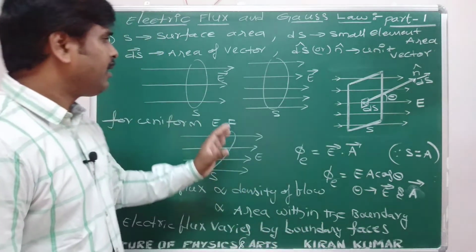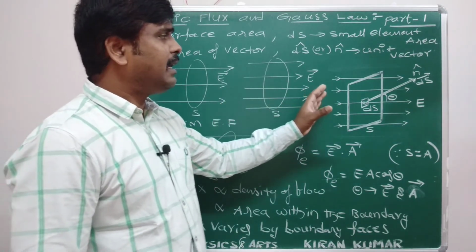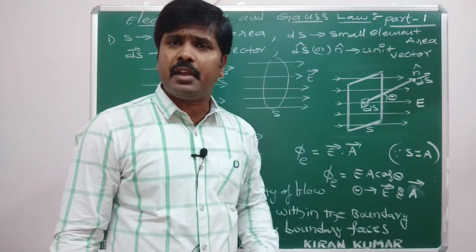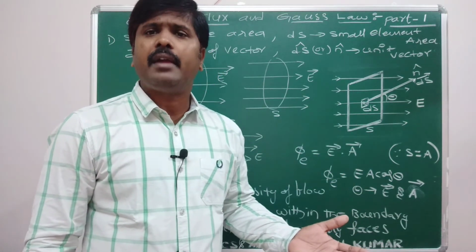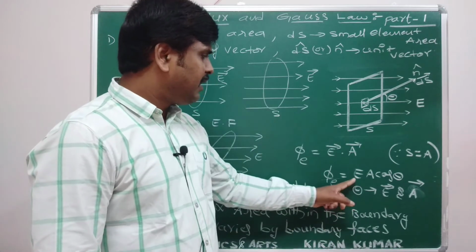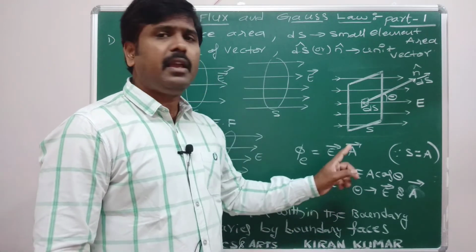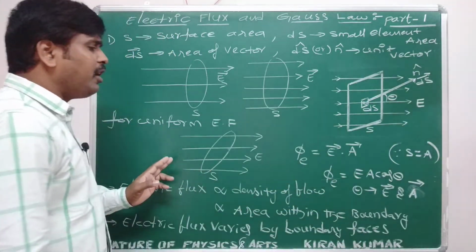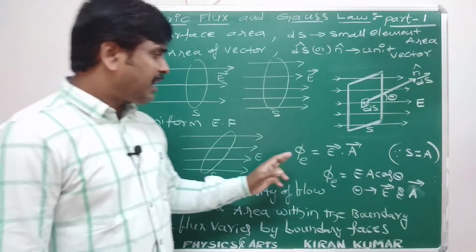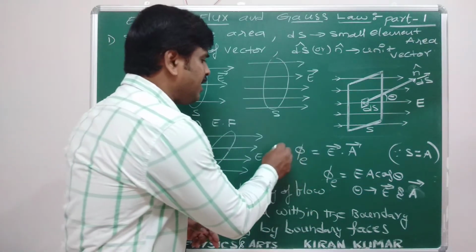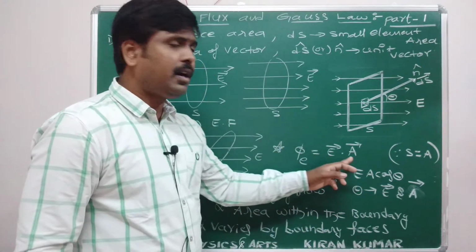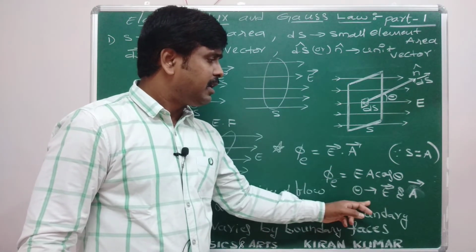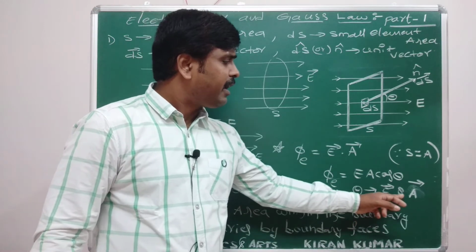Here the surface is making an angle theta. For example, if the surface normal and electric field are both along the same direction, theta is equal to 0 and cos 0 is equal to 1. Again we get phi E equal to EA only. So like this we can discuss the uniform electric field and the electric flux formula: phi E is equal to E bar dot A bar, and phi E is equal to EA cos theta. Theta is the angle between E bar and A bar.